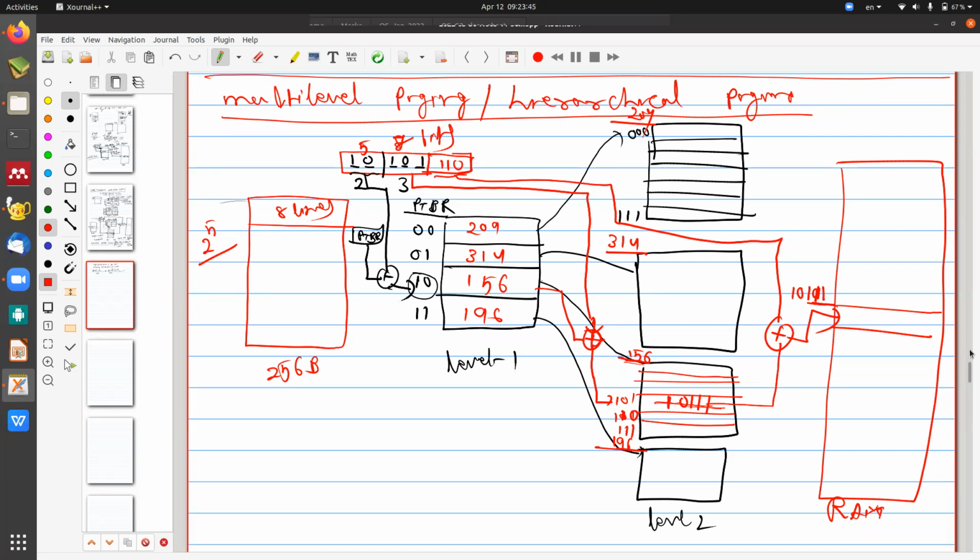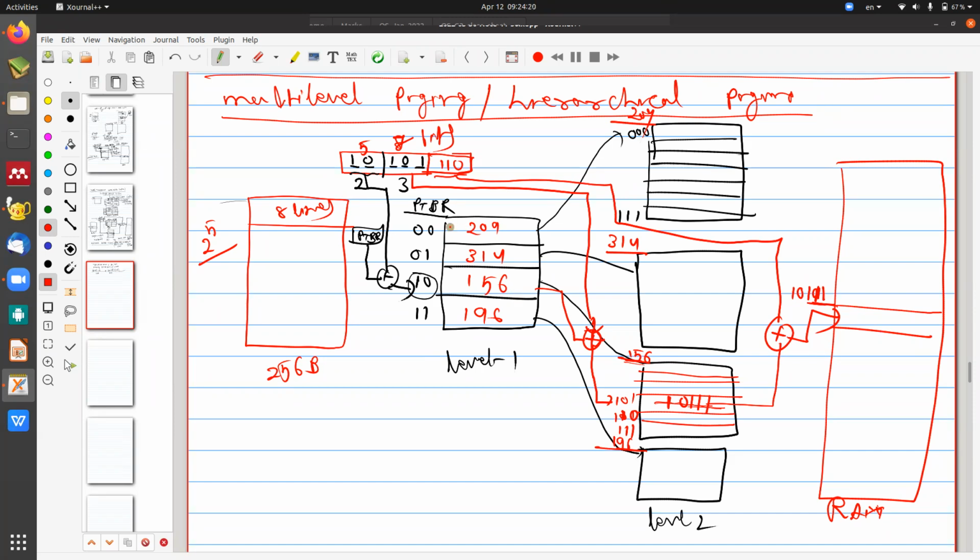Are you getting it? So what you did? First, your whole logical address space is divided into 2 parts. One is the page number and another one is the offset. But what you basically do here, this page number, if you are making a single one, then there will be 32 entries present. Instead of making it, he divided it into 2 levels. In the first level, he has kept 2 bits. In the second level, he has kept 3 bits. So with the first level 2 bits, I can make 4 entries. And with the second level, I can make 8 entries.